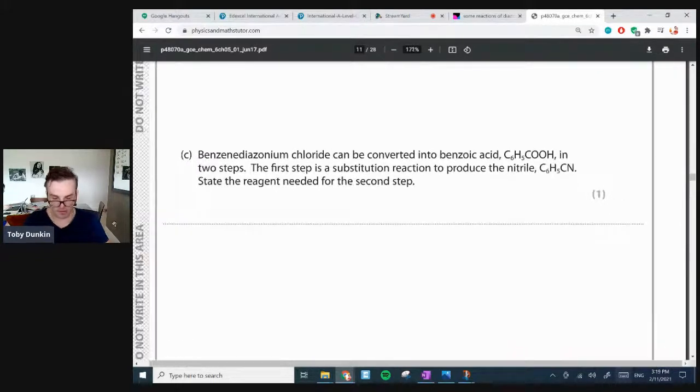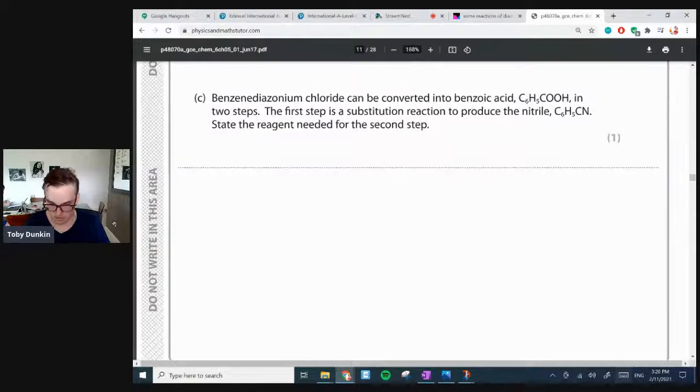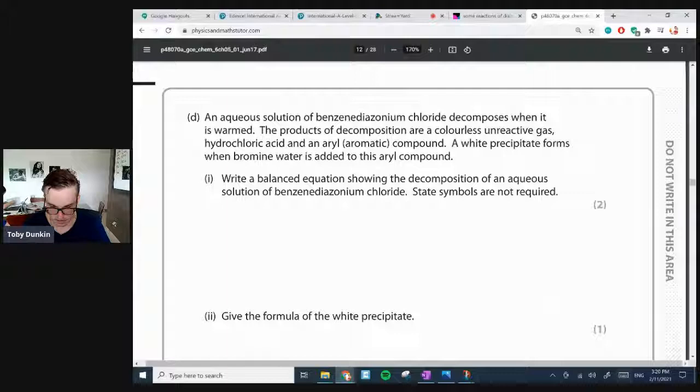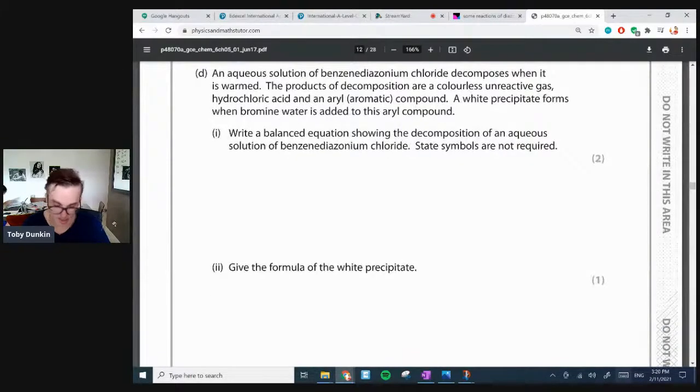Oh, I don't know what you're going to do. That's weird. Oh, how would I do that? You don't want to take the benzoate, because I can just have it turn into phenol. Then I can swap the OH on the phenol group for a Cl. Can I do that? I don't know. Don't know my phenol reactions well enough. Decomposes when it is warmed. The products are a colorless unreactive gas, hydrochloric acid, and an aromatic compound. A white precipitate forms with bromine water, which is phenol.